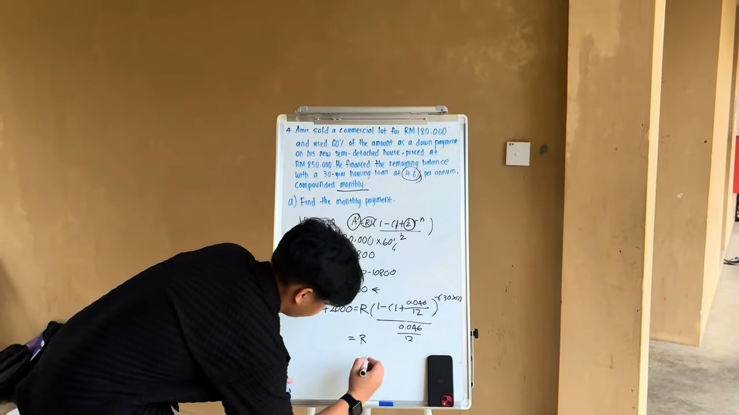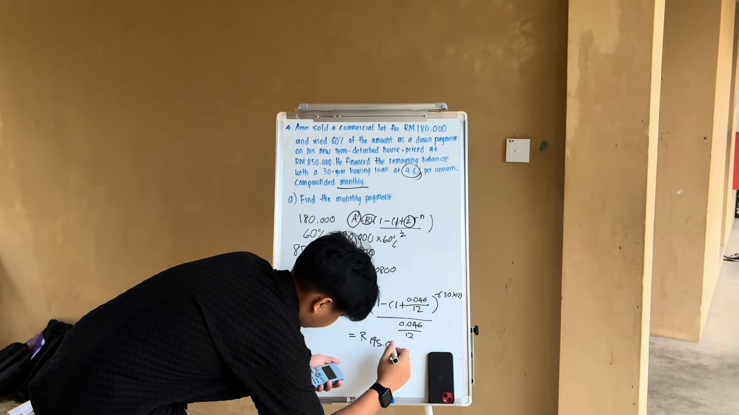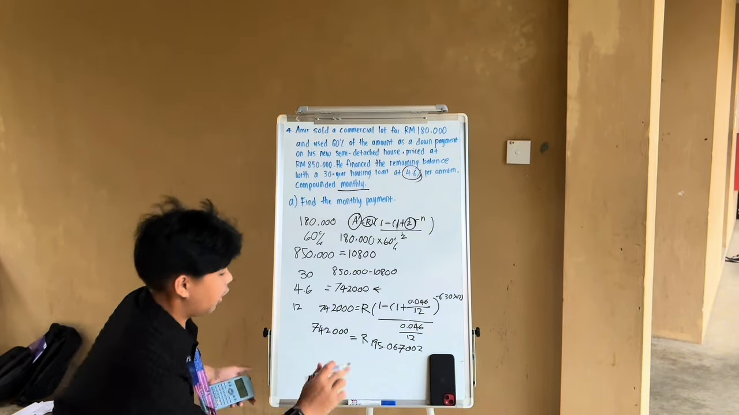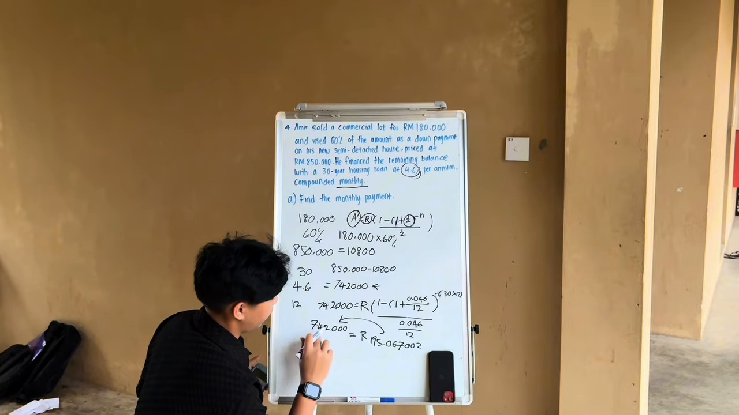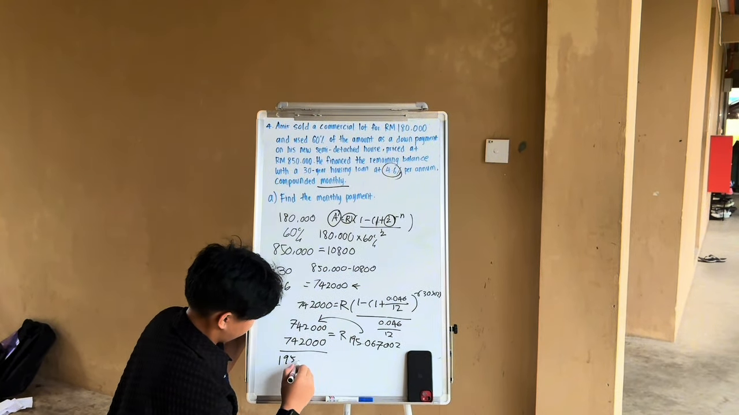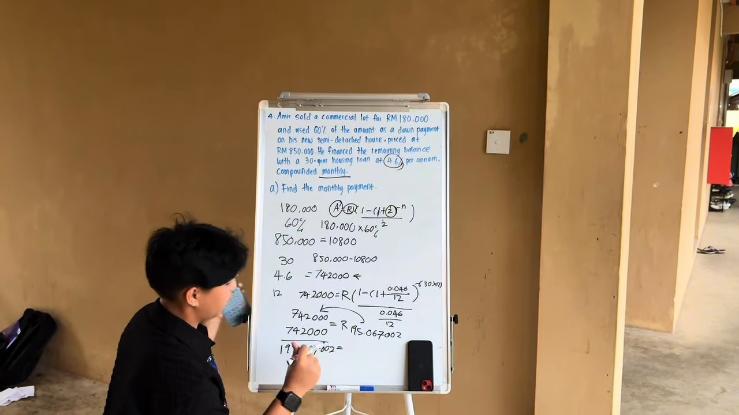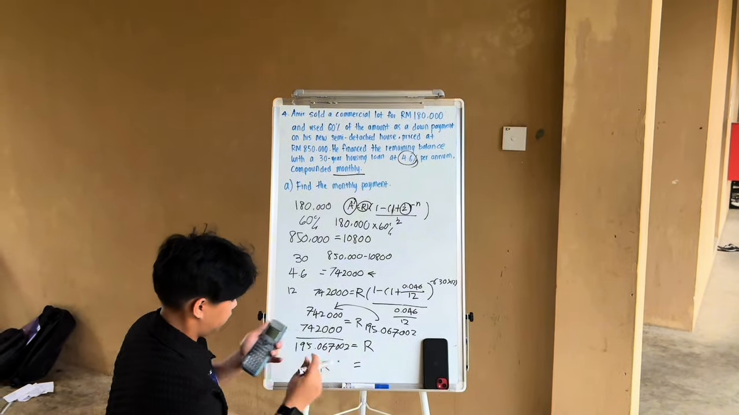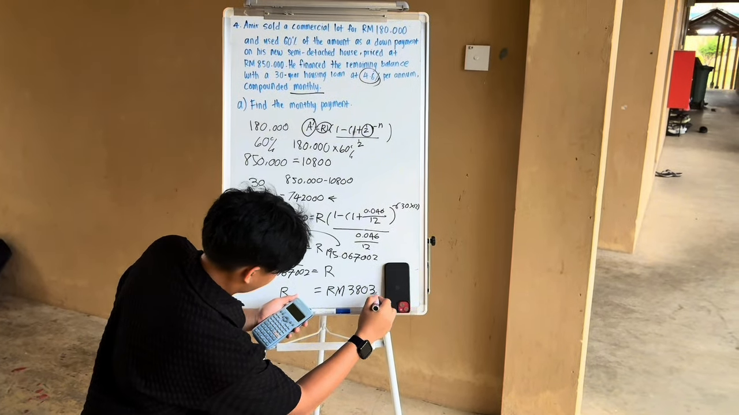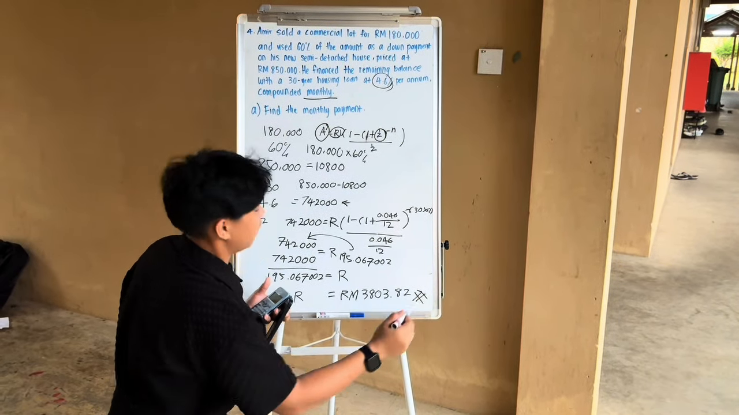So we already got the answer for this one, which is 1. And then write this down back. And then how do we want to find R? We need to move this to divide it with this. So 742,000 divided by 1. Insert it on your calculator. So after dividing, we already got the answer, which is 3,803.82 cents. So this is the monthly payment for Amir.